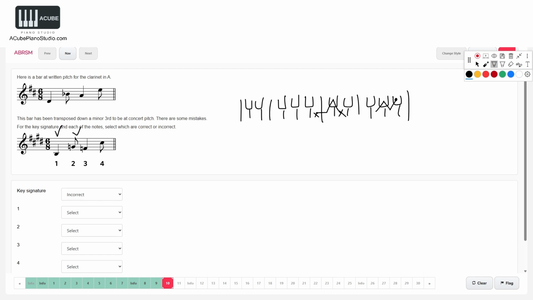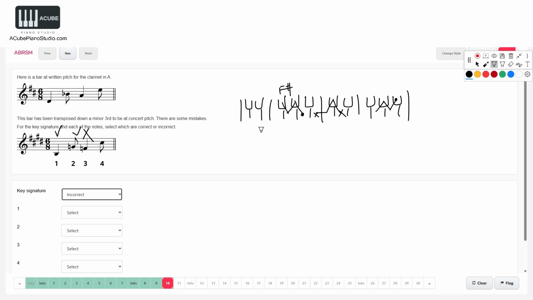Then next, let's go on to this one here. I have A, which is, let me use this one here. I have A. Let me go down 3 semitones. 1 semitone, 2 semitone, 3 semitones. I should go to F sharp. But here, instead of having F sharp, I have F natural, so 3 is wrong.